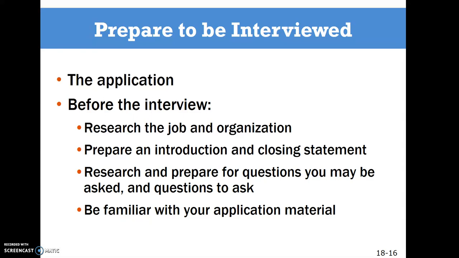Before the interview, you've got to do your homework. You definitely want to research the job and the organization. You can easily do this by looking them up on the web. You can maybe even talk to people. You want to think about your introduction and your closing statement. As we know, when someone is speaking, sometimes the only thing that is remembered, depending on the listening capability of the receivers, is the very first opening and the very last concluding remarks. So you want to be sure those are strong.